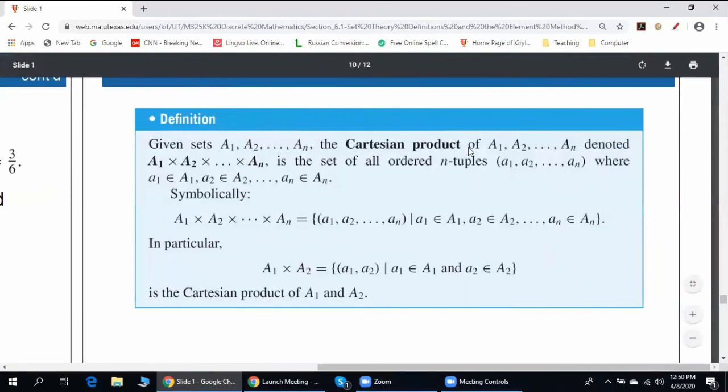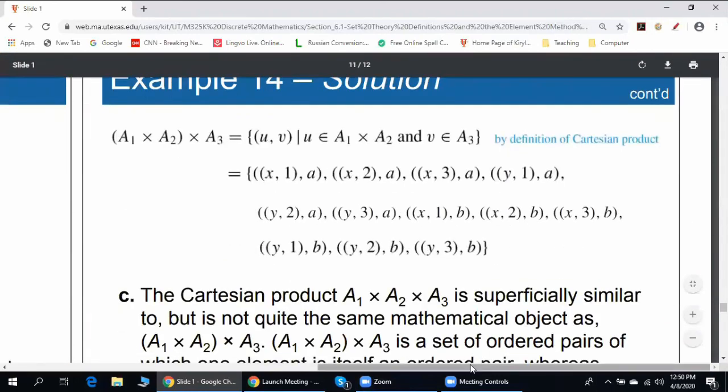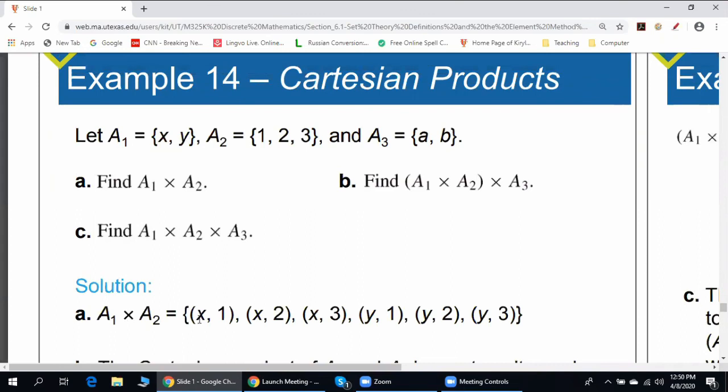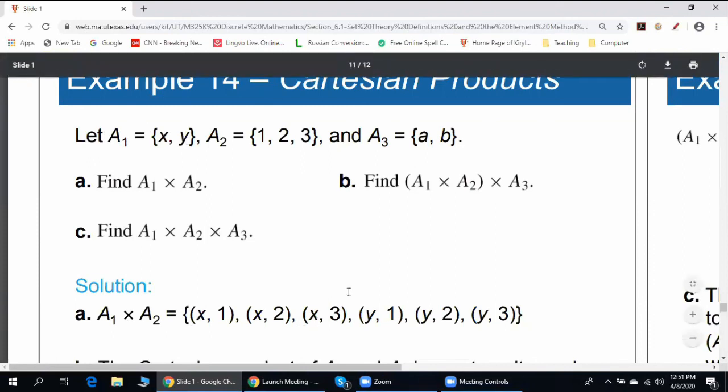And finally, by Cartesian product of several sets, we mean the set of n-tuples where x1 is from A1, x2 is from A2, and so on, xn is from An. For example, let us consider 3 sets. A1 is X, Y, A2 is 1, 2, 3, A3 is A, B. Find A1 cross A2. A1 cross A2 means we plug in each element from A1 for position number 1 and each element from A2 for position number 2. So here are all possibilities. We start with X: X1, X2, X3. We are done with X. Then we do Y: Y1, Y2, Y3. This is what we mean by A1 cross A2.